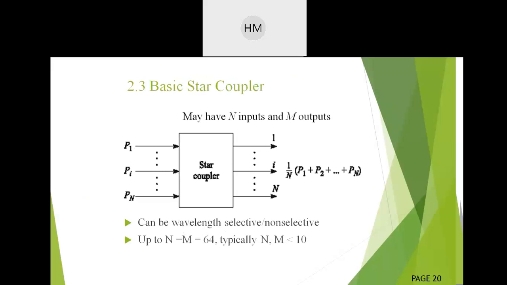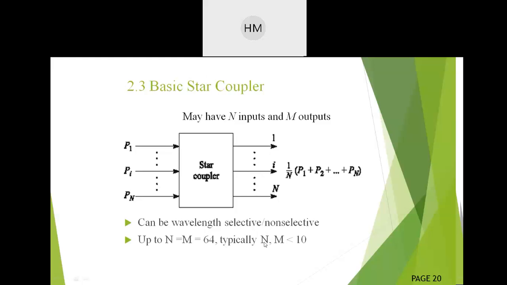Wavelength selective devices we have seen. Now you can draw this basic star coupler. एक हमने बनाया था 4x4, ठीक है, switch. This is the basic star coupler. What is a star coupler? Which have n inputs and m outputs. Can be wavelength selective or non-selective. And what is the maximum length? We can have n is equal to m is equal to 64. Here I have considered the same inputs and same outputs.